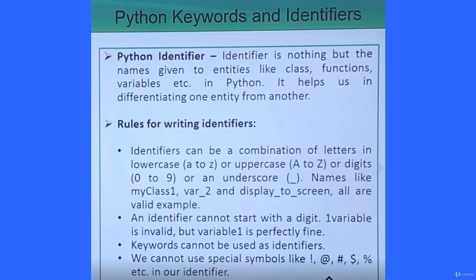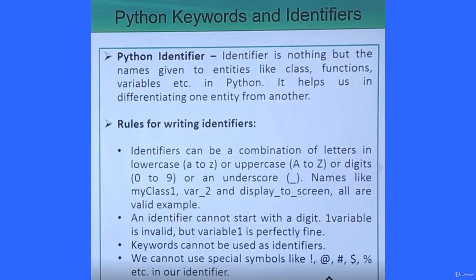An identifier cannot start with a digit. So 1variable is invalid, but variable1 can be treated as a valid identifier. Keywords cannot be used as identifiers. We cannot use special symbols like exclamation mark, at the rate, hash, dollar, percentage symbols, etc. in our identifier name. These rules are mostly common in almost all programming languages, but these are the rules to be followed while defining identifiers in Python.